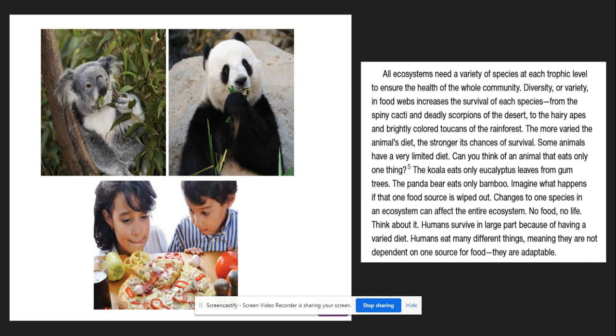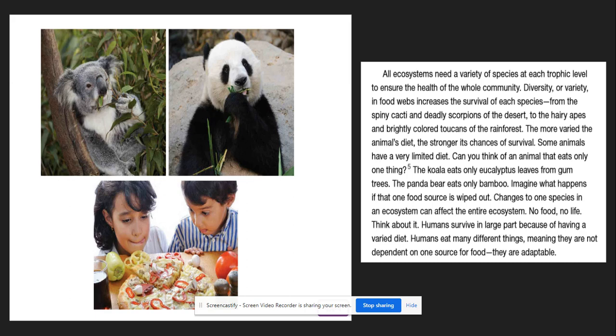Some animals have a very limited diet. Can you think of an animal that only eats one thing? The koala eats only eucalyptus leaves from the gum tree. The panda bear eats only bamboo. Imagine what happens if that one source is wiped out. Changes to one species in an ecosystem can affect the entire ecosystem. No food, no life. Think about it.